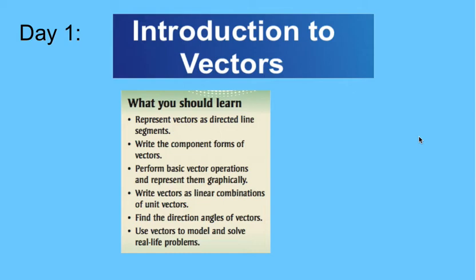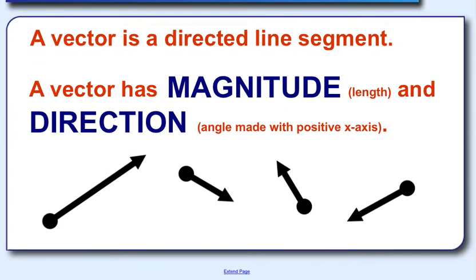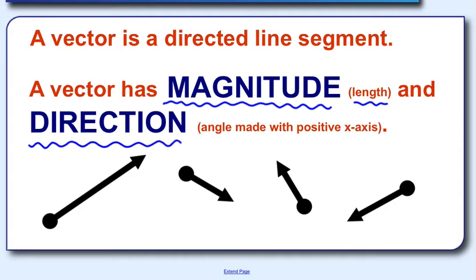So here are some of our objectives on this first slide. What we're going to do first is talk about what is a vector. A vector is a directed line segment that has a magnitude. So I would like you to write down magnitude. When you hear that word, it is the length of the vector, how long the vector is. The other thing I want you to write down is the direction. It is the angle made with the positive x-axis.